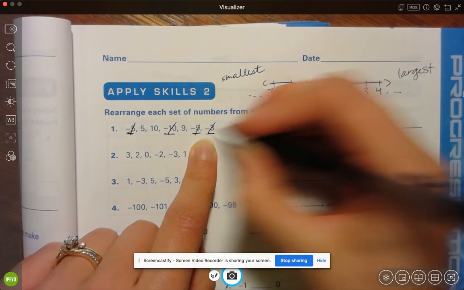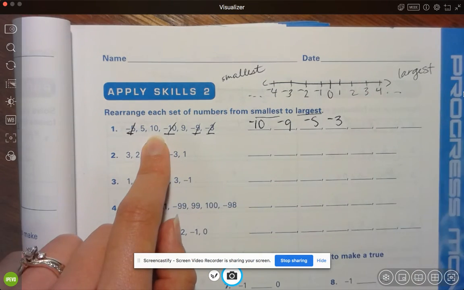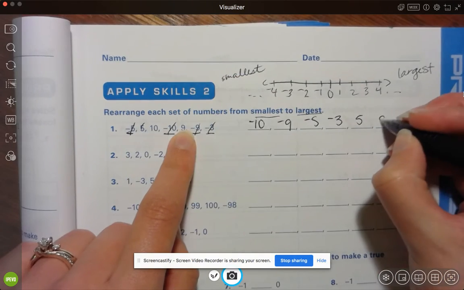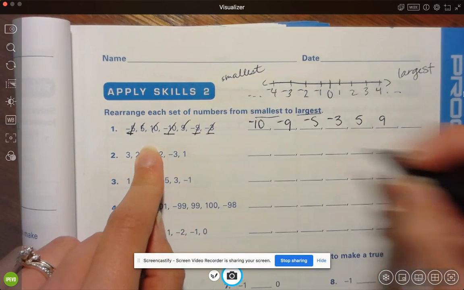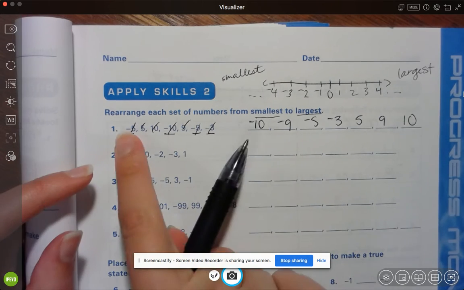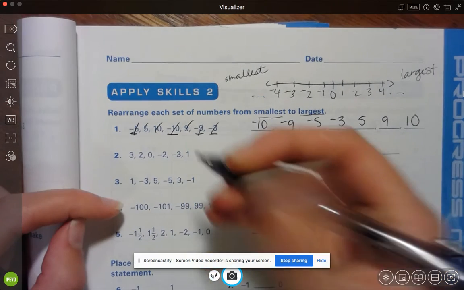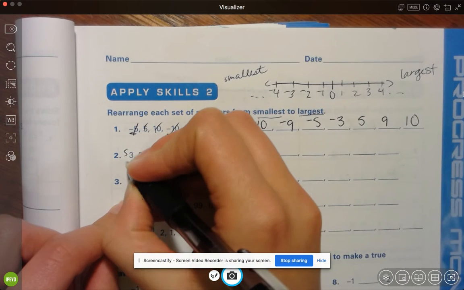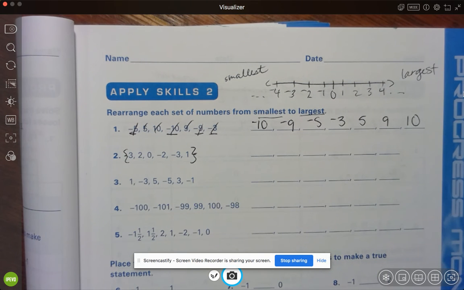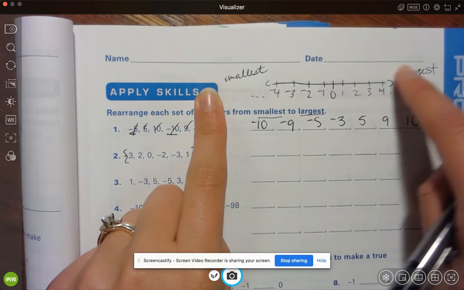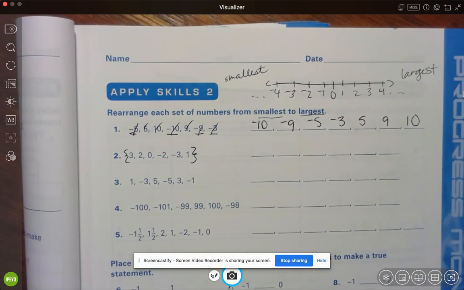then our -3. Now we're in the positives, and we count up. So we got 5, 9, and 10. All right, and for these, what you can do is you can look at these numbers, okay, and I'll look at this one too. You can just think of these as a set and think of, okay, if I were to put these on a number line, which one would I put most this way? And then where would the other ones lie in relation to that?